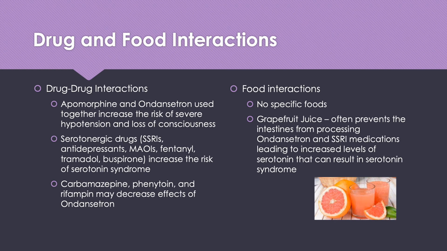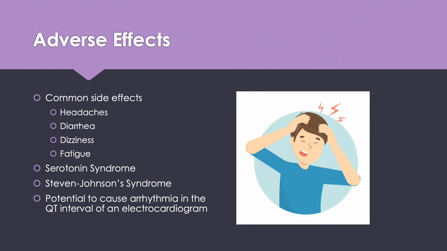Grapefruit juice, like with other medications, often prevents the intestines from processing ondansetron and other SSRI medications, which can lead to increased levels of serotonin that can result in serotonin syndrome, which I will talk about. Common side effects include headaches, diarrhea, dizziness, and fatigue. These side effects are all pretty mild. Moving on to the rare side effects: serotonin syndrome, Stevens-Johnson syndrome, and Zofran has the potential to cause arrhythmia in the QT interval of an electrocardiogram.